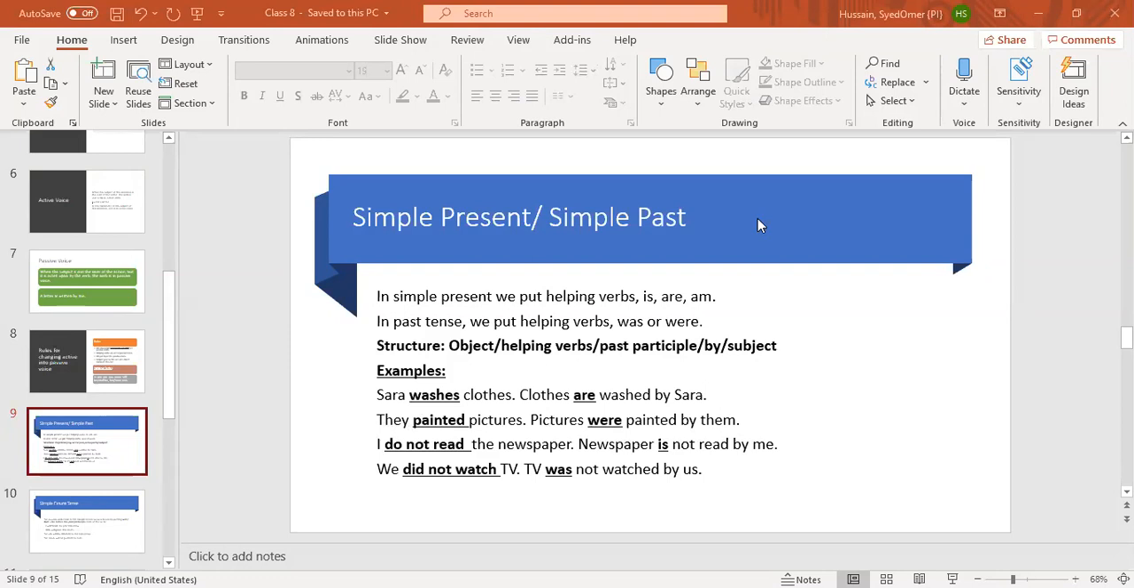Yeah, I want to say that Sarah washes clothes. She is not doing the action now. So why will we put are? Beta, Sarah washes clothes. It's an action. She is the doer. She is not performing the action now.